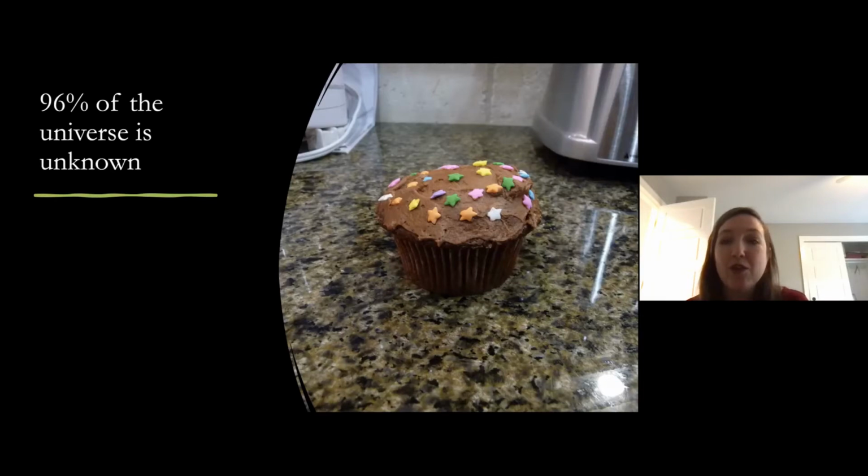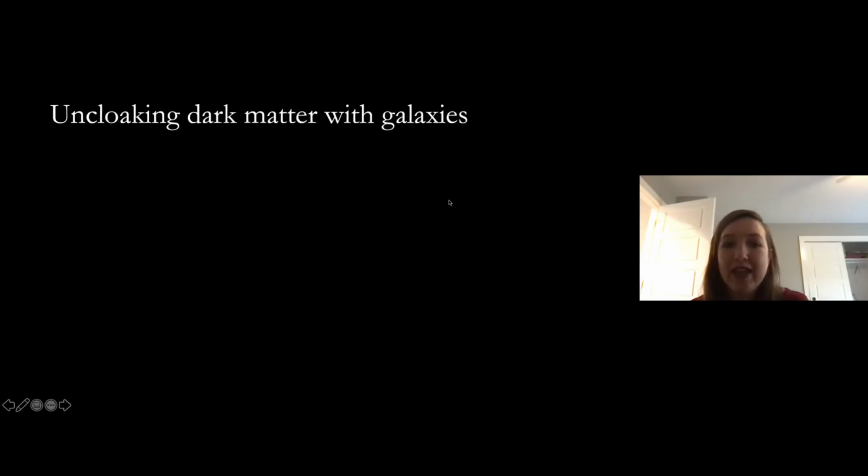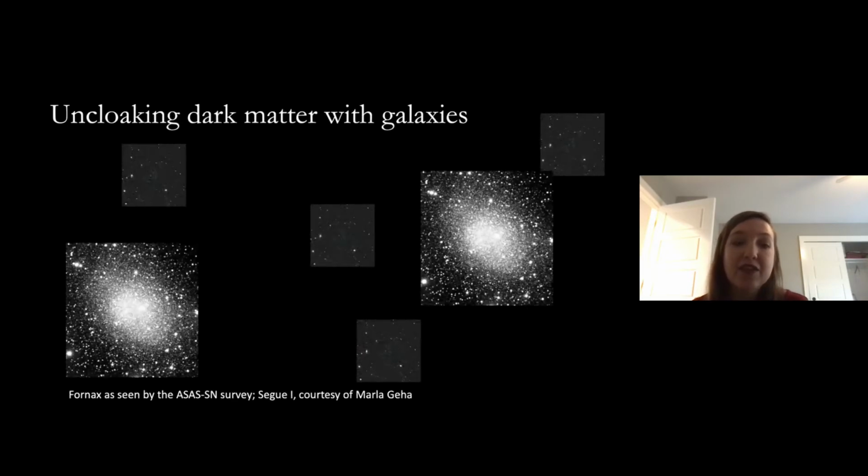Okay, so the goal of my work is to figure out what this dark matter is. What is this invisible matter? And the way I approach this, along with members of my research group and a much broader community of physics, is using galaxies. So these are a couple of pictures of actual galaxies.